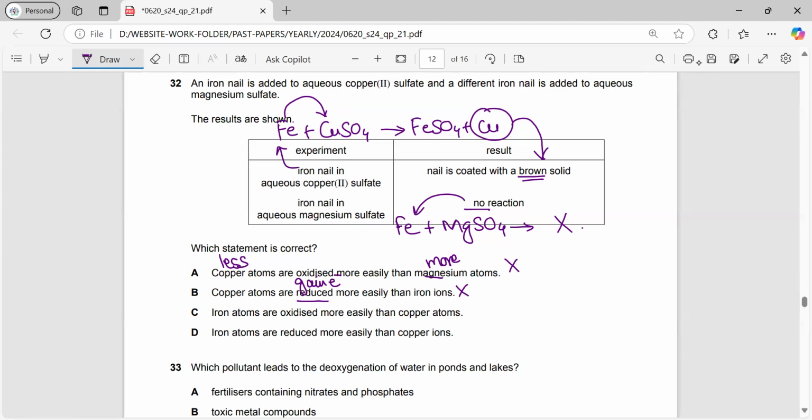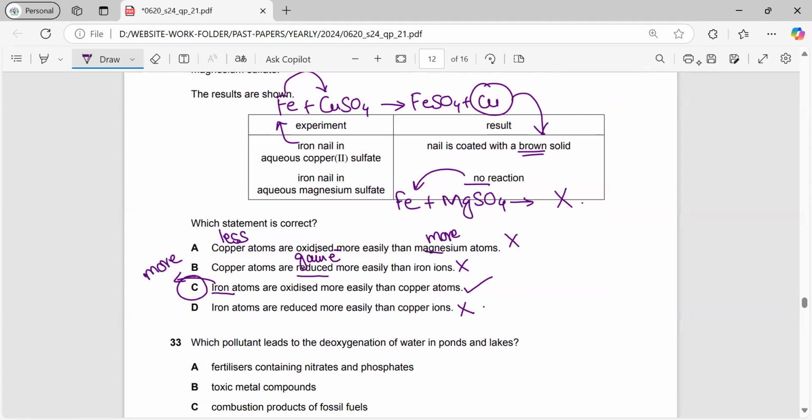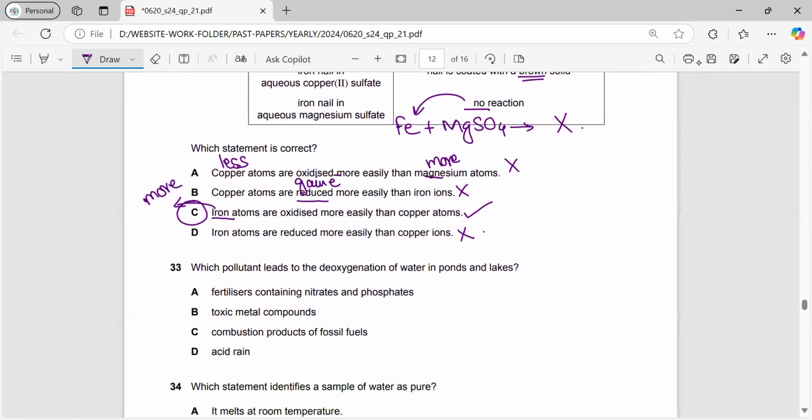Iron atoms are oxidized more easily than copper atoms? Yes, because iron is more reactive, so it gets oxidized easier than copper atoms. C is the answer. Iron atoms are reduced more easily? No. The one which is more reactive will get oxidized more easily, will lose electrons easier.